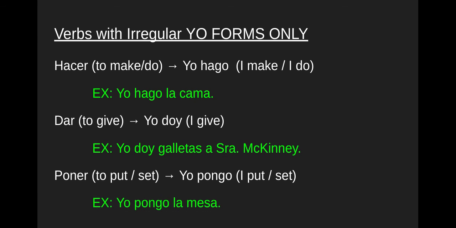Another example is the verb poner. It has regular ER endings. Pones, pone, ponemos, ponéis, ponen. But the yo form is yo pongo. Okay, I put or I set. So if you say yo pongo la mesa, I set the table.